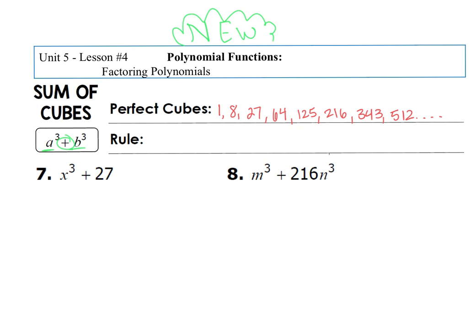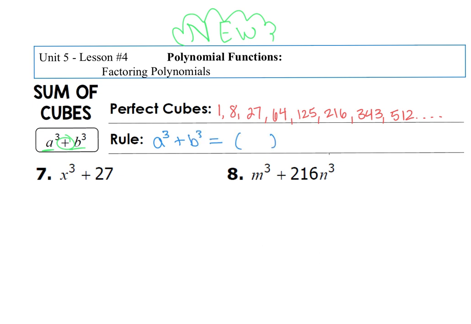And again, this is like difference of squares where it is a set pattern of how it is factored. There's not like a guesswork. It is always filling in a template or a pattern for the factorization. So here's our rule. If we have an a cubed, something cubed, plus another something cubed, we'll call it b cubed, this is how we factor.